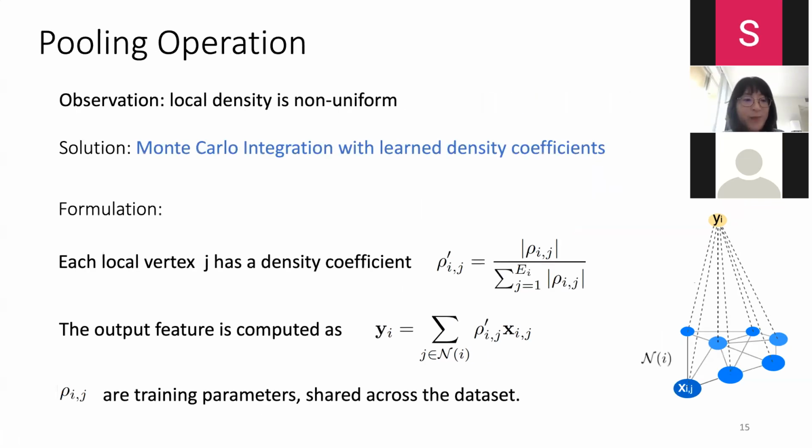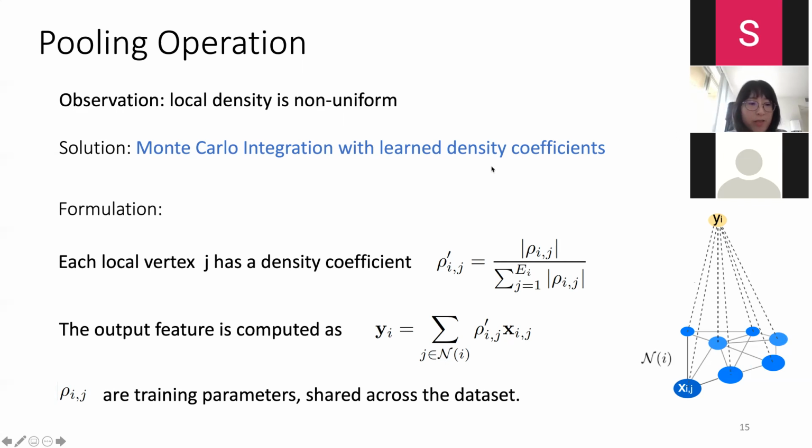Okay, let's continue. And then for the pooling operation, we will do something similar. So traditionally, people just compute the mean value or the max value or the minimal value of a local patch as the pooling output. However, on a mesh, the local density is actually non-uniform, so we cannot just treat each neighbor vertex the same, with the same weight.